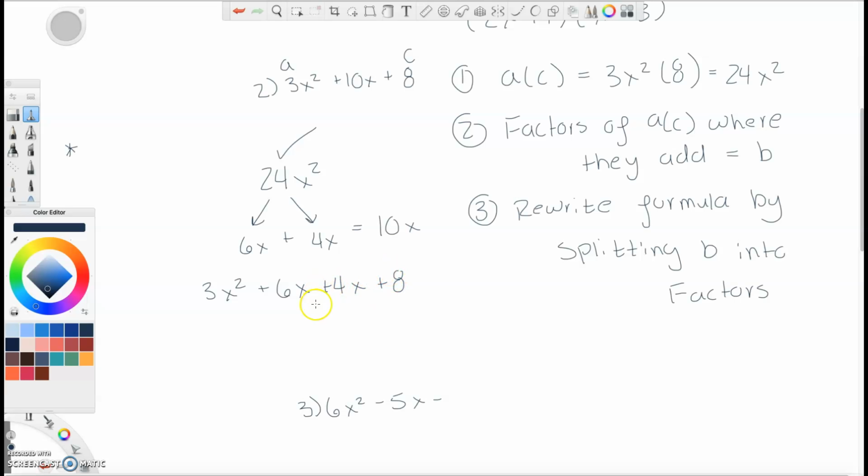If you make a mistake and say you write 4x and then 6x and you notice you can't pull anything out and nothing's working, just swap these two around, all right? So we're then going to group, okay?